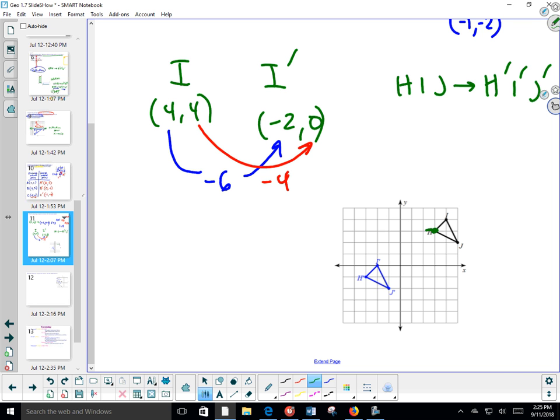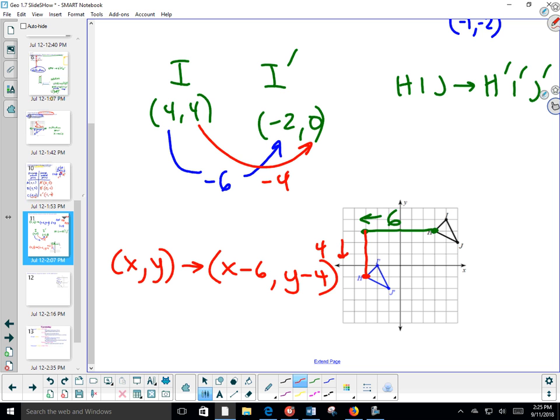So that was 1, 2, 3, 4, 5, 6 units. So we had to go 6 to the left, that's negative. And then you go down, that's also negative. From here, you see how far you have to go down to get to H prime. You said 1, 2, 3, 4 units down. So that's how Mitch reasoned that X comma Y is going to map to X -6, because you went to the left 6, and Y -4, because you take the Y coordinate and subtract 4 from that.